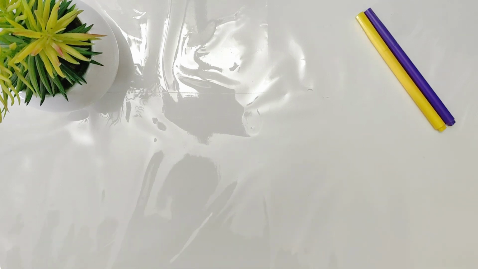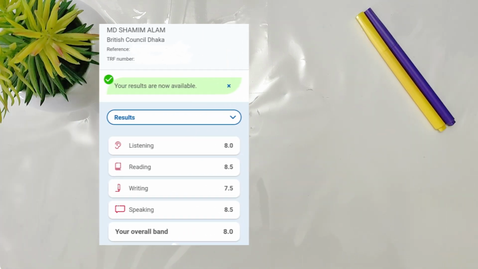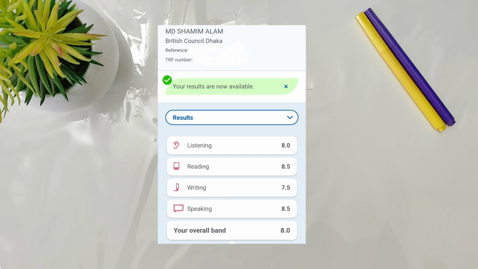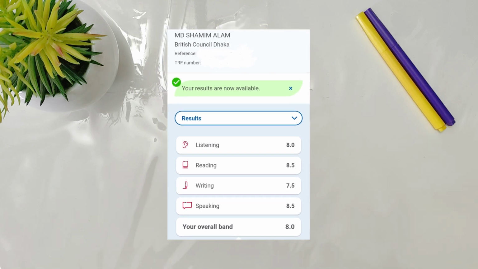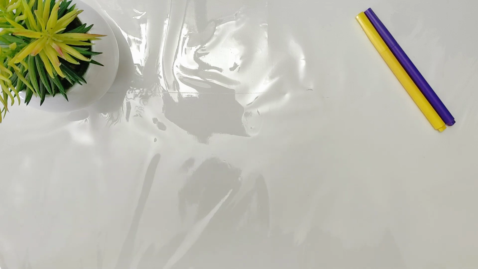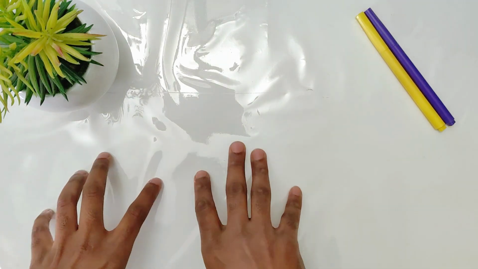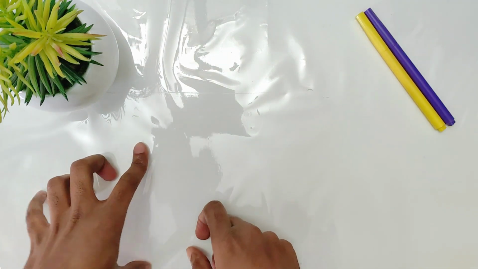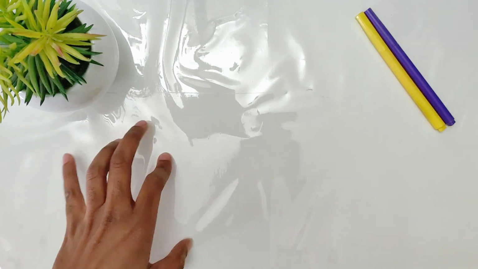I scored a band 7.5 in IELTS writing. I was unhappy about it initially, thinking that I could have scored higher, a band 8, for example. But then I came to know that most people struggle to get even a band 6.5 in IELTS writing.